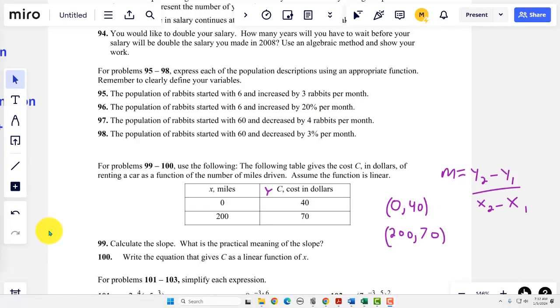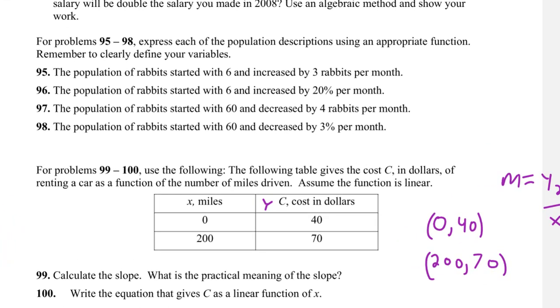In this video I'm going to solve problems from the Test 3 Math 145 review, and we're going to start with problem 95. It says express each of the population descriptions using an appropriate function. Remember to clearly define your variables. Okay, so the first one says the population of rabbits started with 6 and it increased by 3.